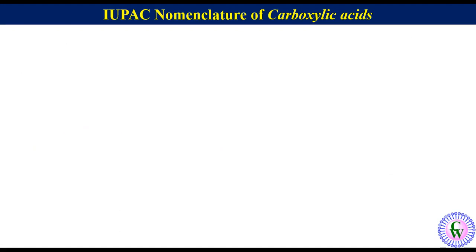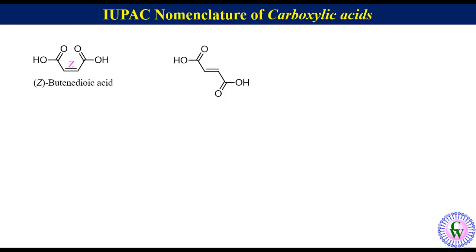Examples of dioic acid with double and triple bonds. Maleic acid. It has 4 carbon atoms in the parent chain with a double bond having Z configuration. So, it will be named as Z-butene dioic acid. Fumaric acid. It is the geometrical isomer of maleic acid having E configuration. So, it will be named as E-butene dioic acid.